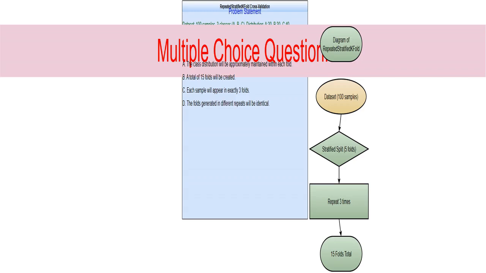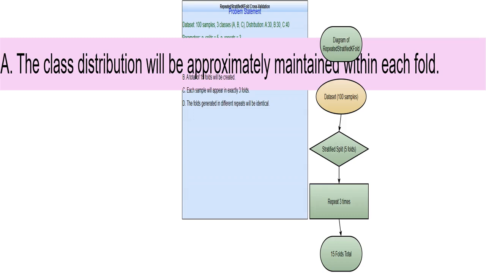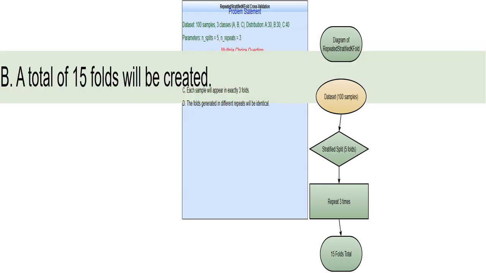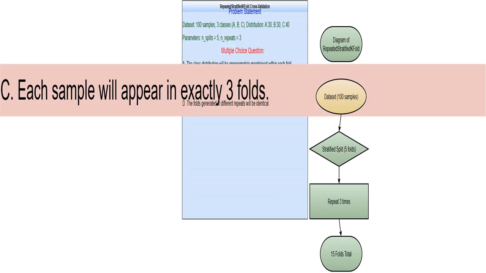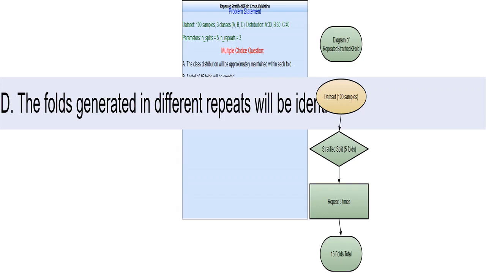This introduces the multiple choice questions I need to answer based on my understanding of how RepeatedStratifiedKFold would divide the given data. This statement is about whether each fold will have a similar proportion of classes A, B, and C as the whole dataset. This question checks if I understand the total number of folds created by the process. This statement explores how many times each data sample will be used in the different folds. This statement asks about whether the folds created during the repetitions are similar or different.